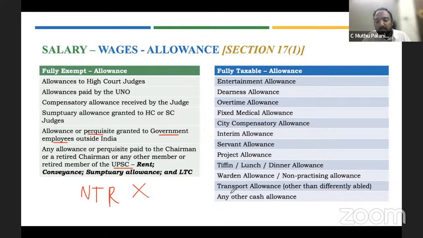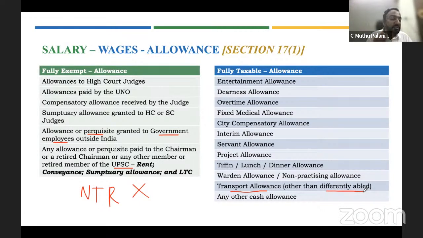One thing that you have to keep in mind is transport allowance. There are three types of transport allowance in income tax. The first is transport allowance for official duties. The second is transport allowance for commuting between home and office, for a distance. Whatever transport allowance is given for this commuting is fully taxable. Such allowance could also be given to persons who are differently abled.